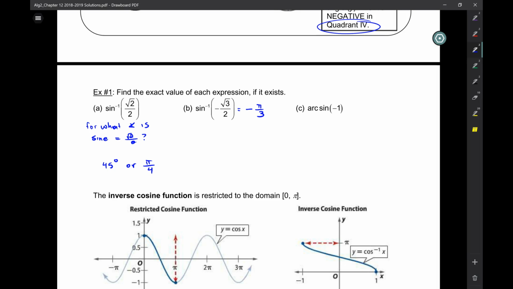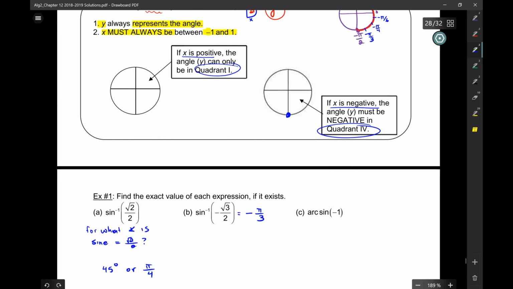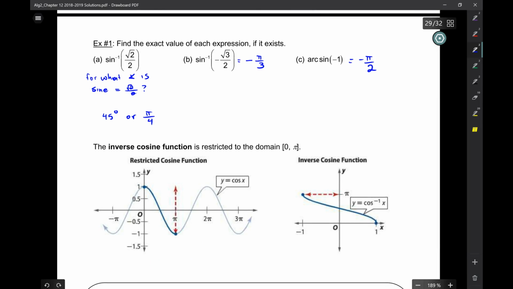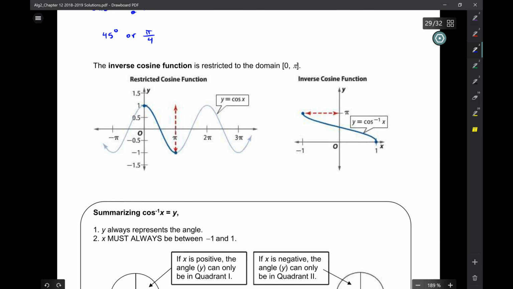Okay, so now this is arc sine. Big deal, it's the same as inverse sine. For what angle is the sine equal to negative 1? Negative pi over 2. That's here, right? Negative 1 right there, so that's negative pi over 2. All right, so like that, I spend a lot of time on the sine because then the cosine and stuff are easier. We know now what it is.